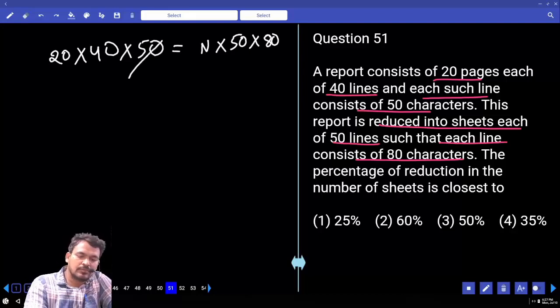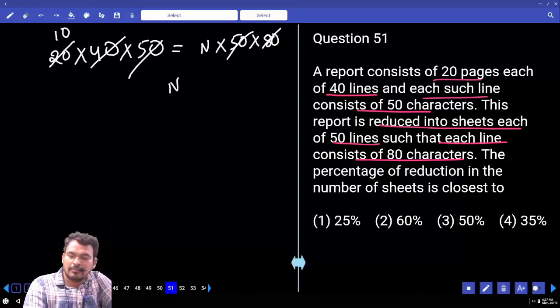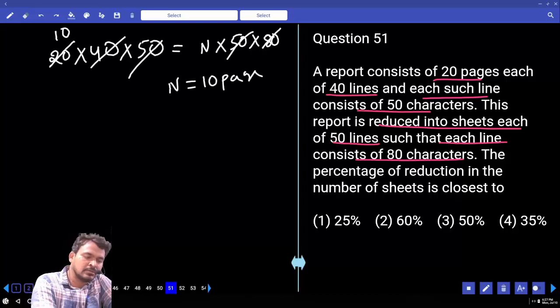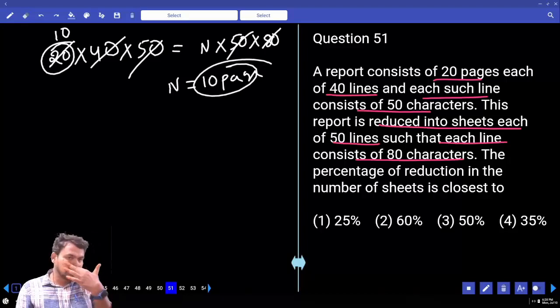Equal. Both sides 50 get cancelled. 40 how many times? 2 times. 2 again 10 times. Then what is the number of pages we are getting? 10 pages. What is the initial number of pages? 20 pages. Present 10 pages means it is reduced by 50%.